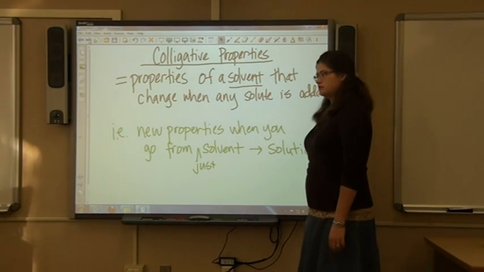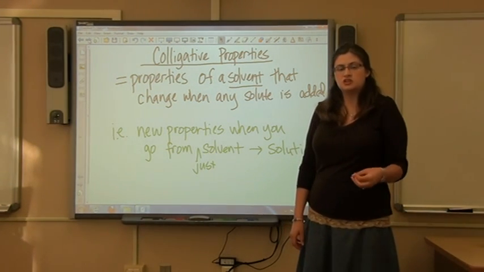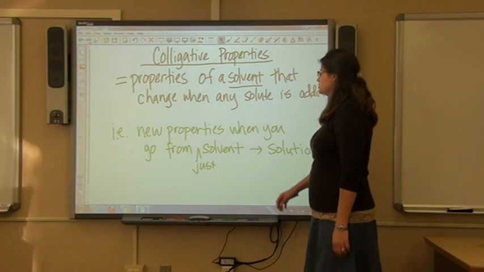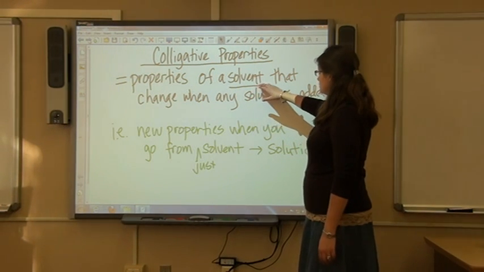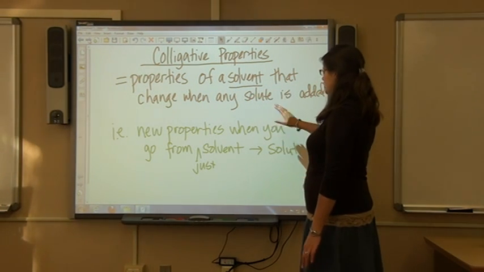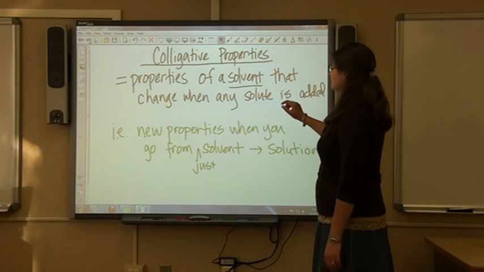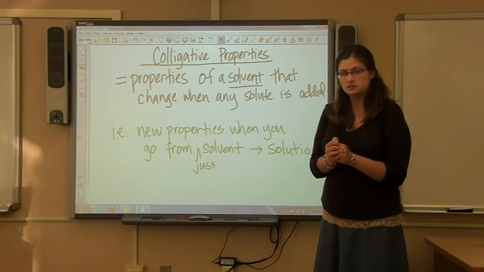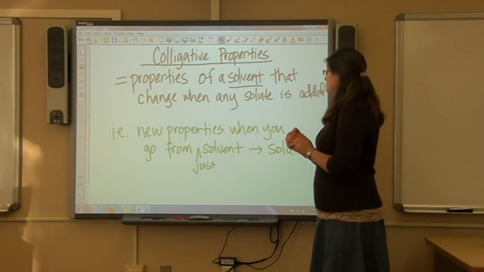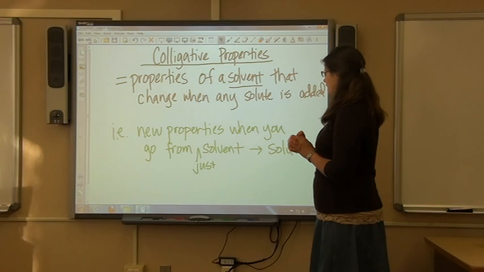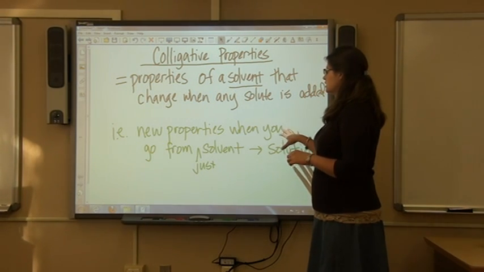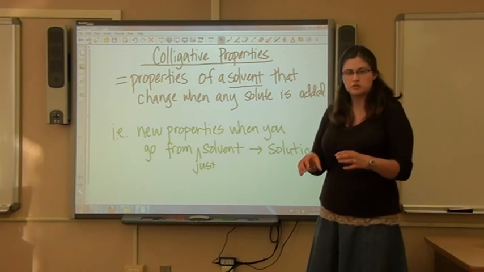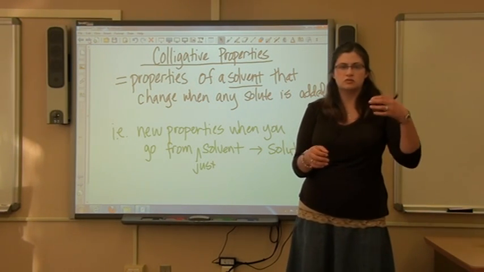Colligative is in reference to how something is changing once you are changing its state. So here we're changing something from a solvent to a solution. So a colligative property then is a property of a solvent, so we're just starting out with a solvent, that changes when any solute is added. So in other words, these colligative properties are these new properties that you get when you go from just pure solvent to a solution.